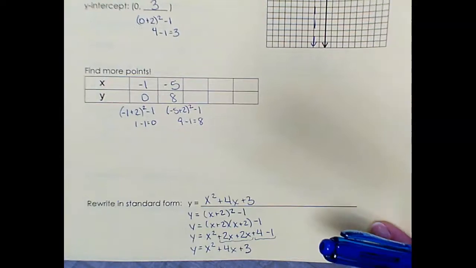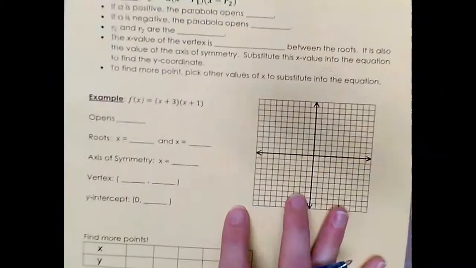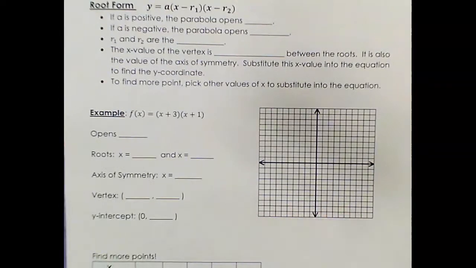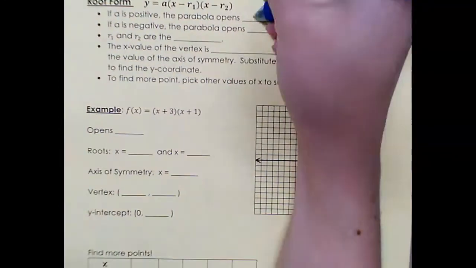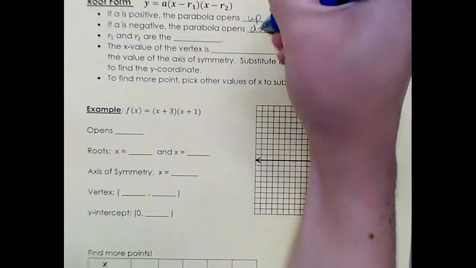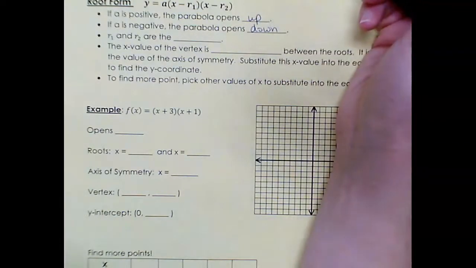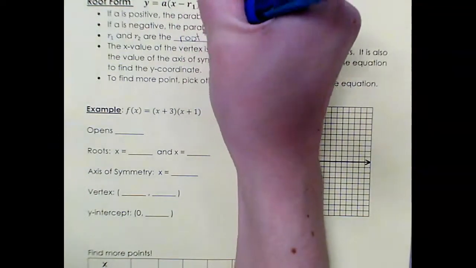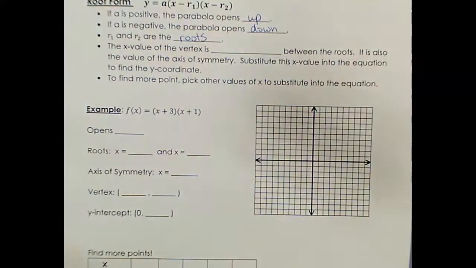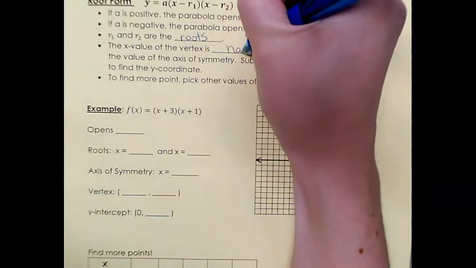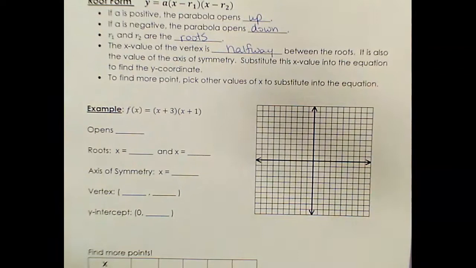And finally, let's talk about root form. Root form is something that you have really done before. Again, if a is positive, the parabola opens up. If a is negative, the parabola opens down. R1 and R2 are the roots. That's why this is called root form. The x value of the vertex is halfway between the roots. So if you go all the way in between the roots and you go half the distance, then you'll end up at the x value of the vertex, or the axis of symmetry.